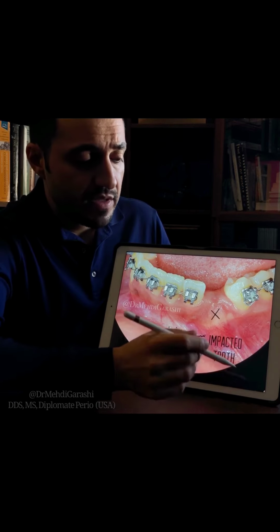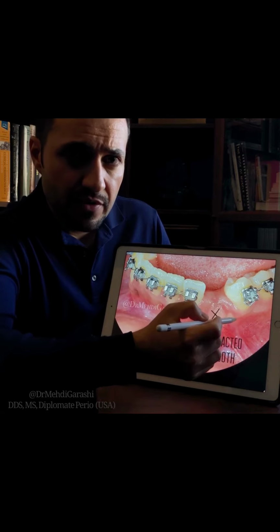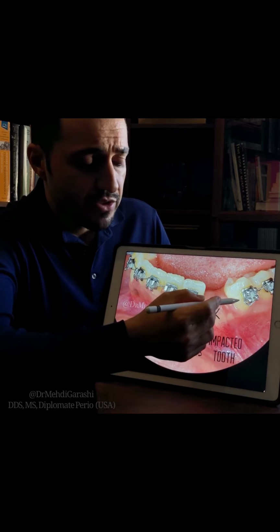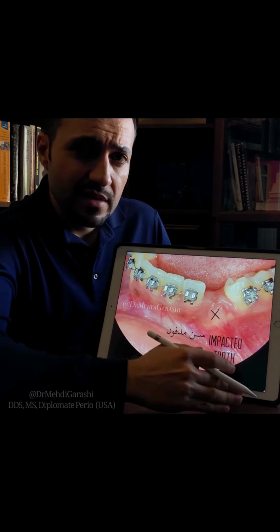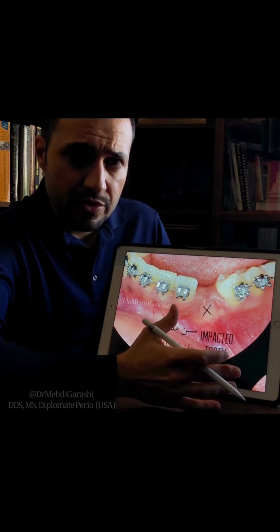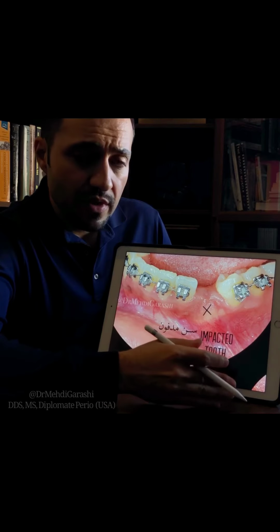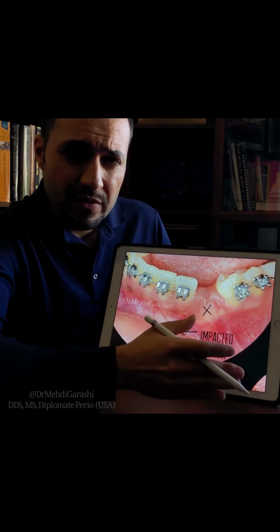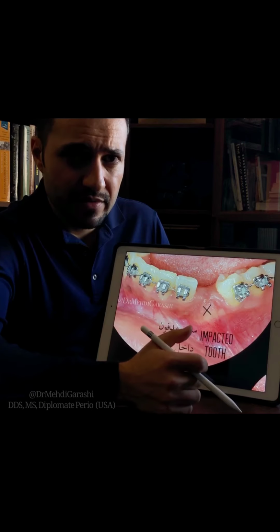The second thing is that if the patient's oral hygiene is not very good, there's a lot of plaque and gingival inflammation, I recommend delaying the procedure because you're going to have a lot of bleeding during the exposure, during the surgery, and also the healing and the post-operative discomfort for the patient is not going to be great.